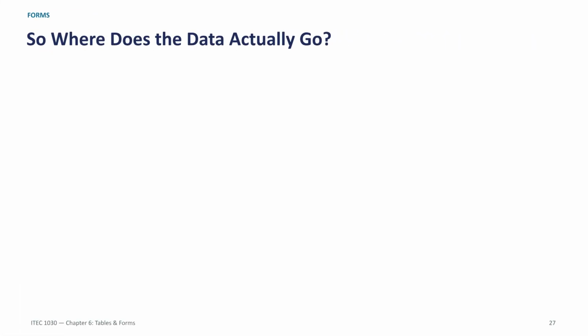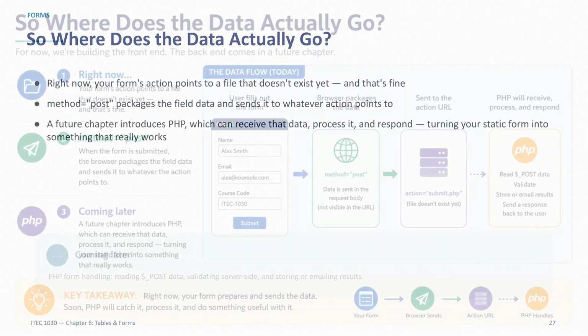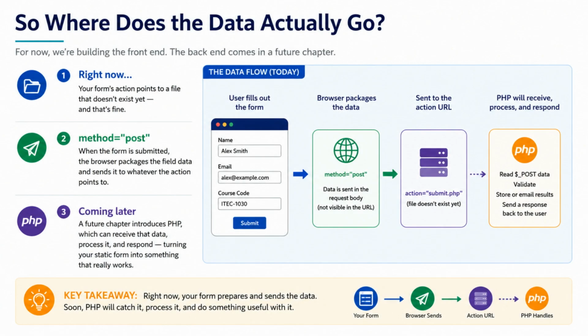Close the forms section by being explicit about the current scope, since students may otherwise wonder if their work today is complete or broken. Right now, the form's action points to a file that doesn't exist yet, and that's fine. Method equals post packages the field data and sends it toward that action URL, but nothing is listening on the other end yet. A future chapter introduces PHP, which will actually receive that data, process it, and respond. Land the takeaway. Today students are building the front end that PHP will plug into next.